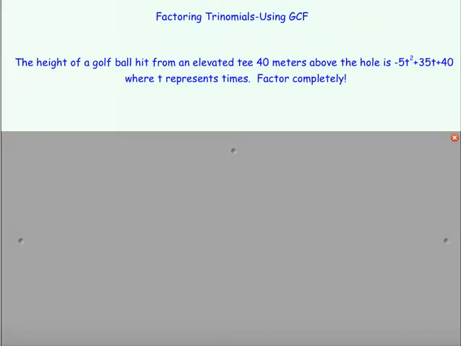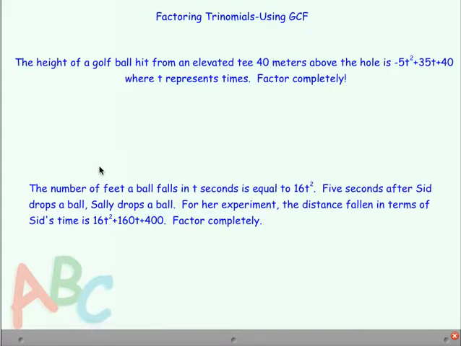Now we can use this method to help ourselves with different problems, especially when we want to know a certain amount. It's easier to factor first and then plug in information. So, for example, the height of a golf ball hit from an elevated tee 40 meters above the hole is negative 5t squared plus 35t plus 40, where t represents time. Factor completely.